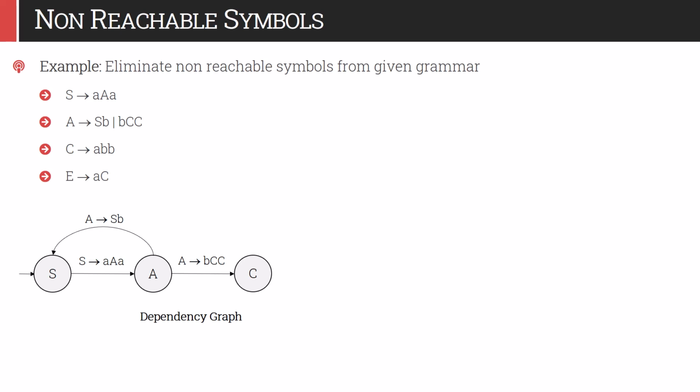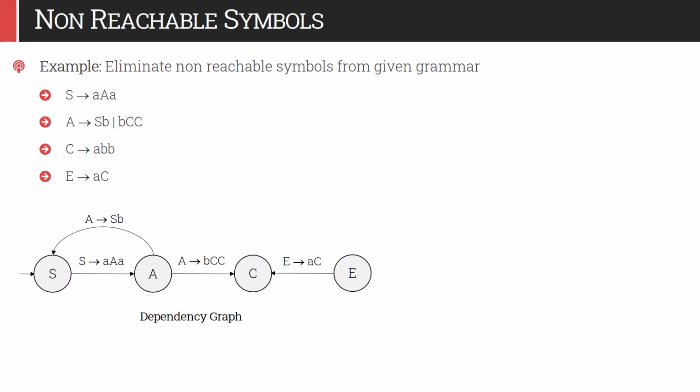Next, E gives AC. So from E, we can move to state capital C by reading AC. So as E is on the left hand side of the production, it should be the originating vertex. So from E, we have to draw an arrow towards C, and we can reach it by reading the production E gives A capital C. Now all productions are drawn.